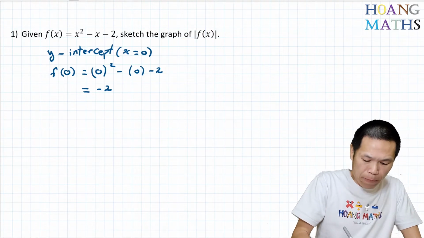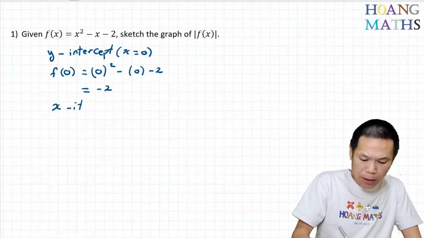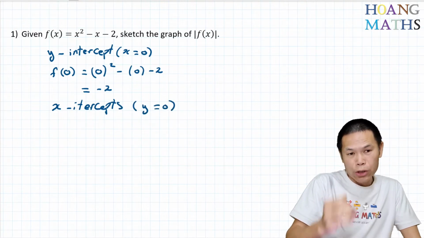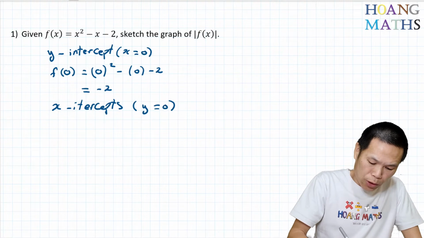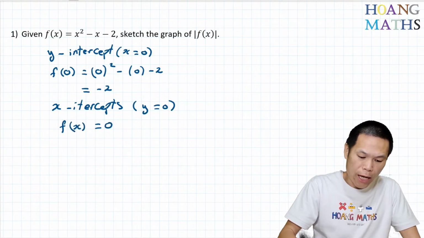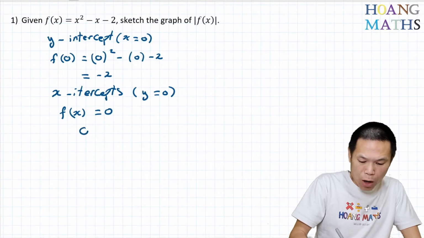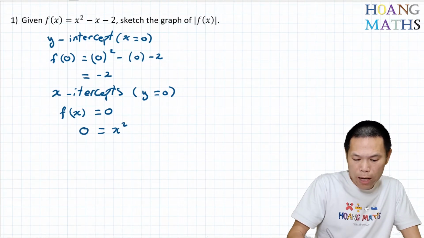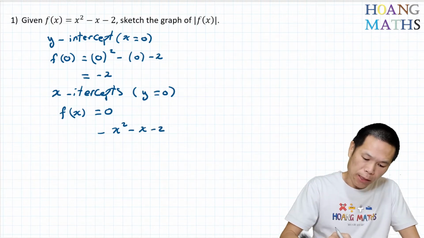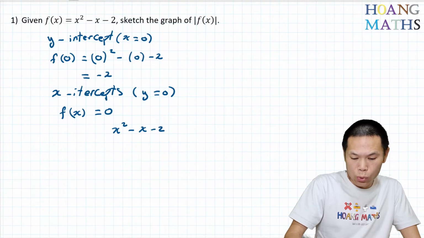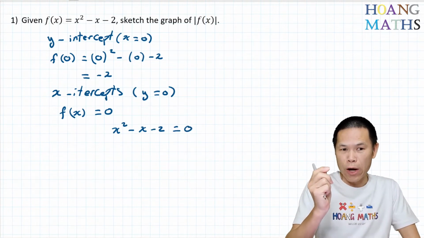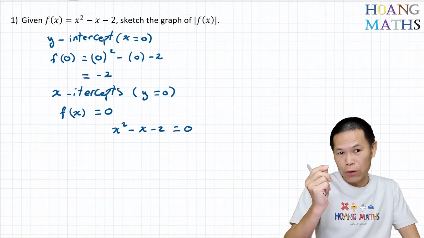Let me just write this down. X-intercept means when y is equal to 0. So when y is equal to 0, f of x is y, so that equals 0. This means 0 is equal to x squared minus x minus 2, or I can write x squared minus x minus 2 is equal to 0. Now I solve this quadratic equation by factorizing.